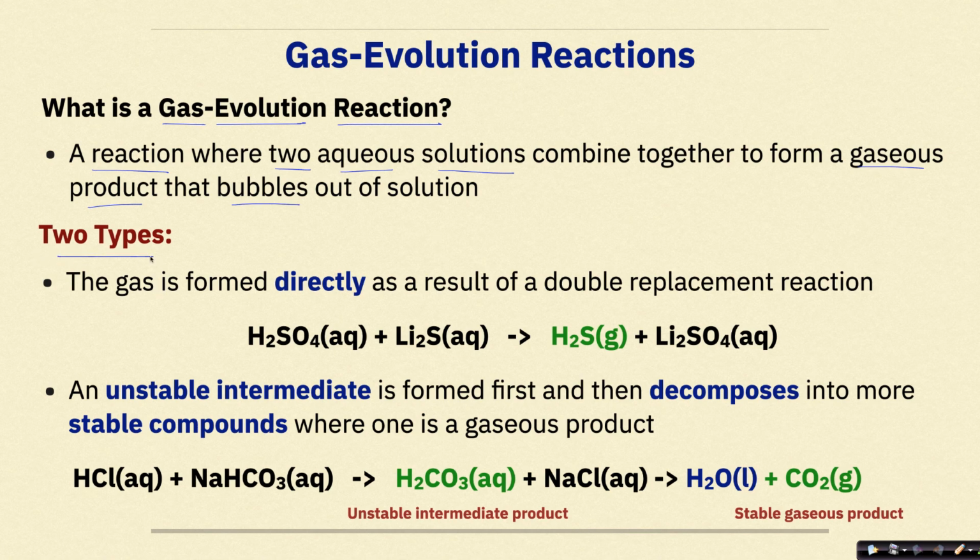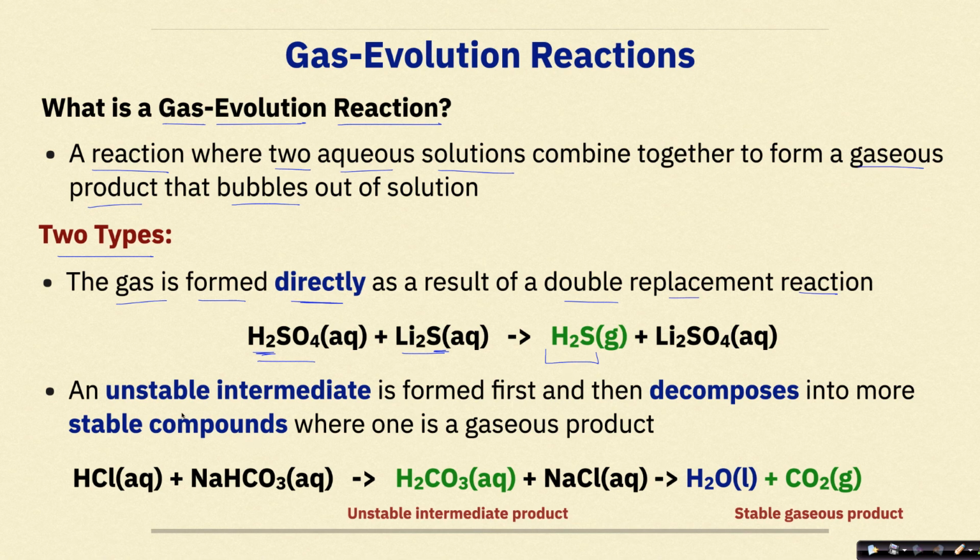Overall, there's two types. The first is where a gas is formed directly as a result of a double replacement reaction. So for example, we have some sulfuric acid. It is reacting with lithium sulfide. Double replacement reaction occurs. The hydrogen from the sulfuric acid and the sulfur from the lithium sulfide come together and they form hydrogen sulfide gas, which will bubble off and there's no intermediate.